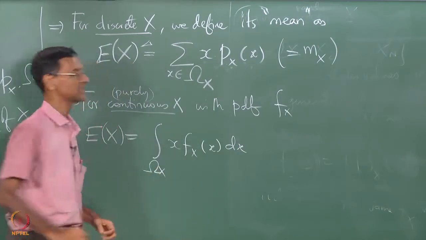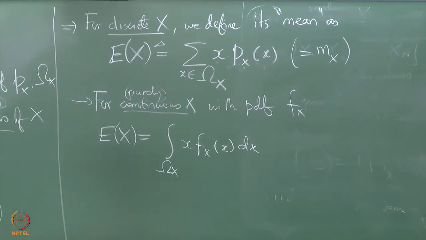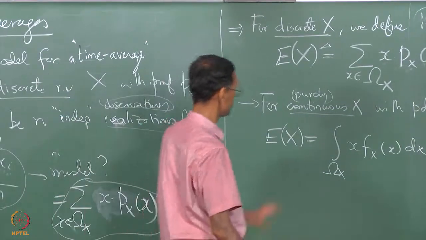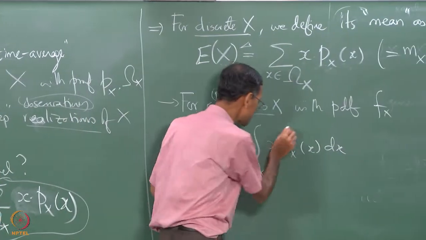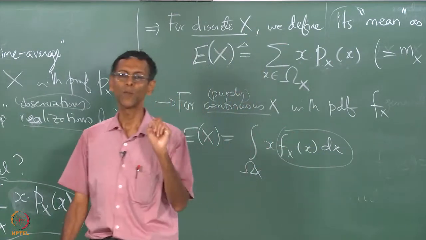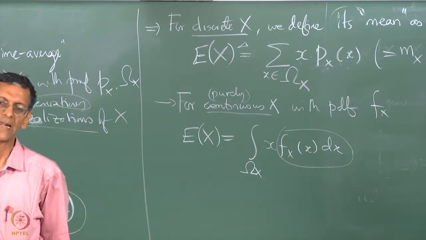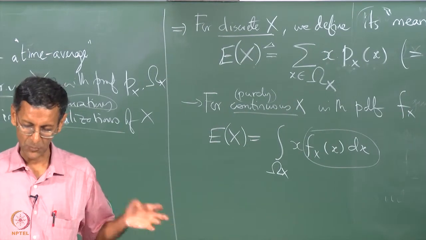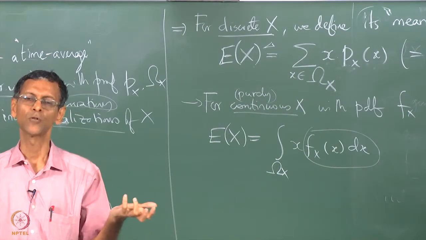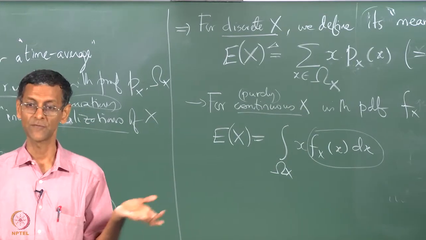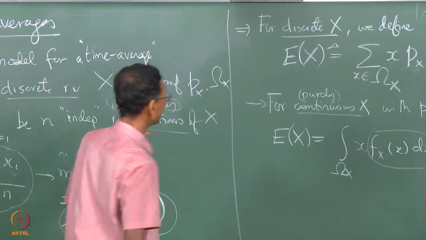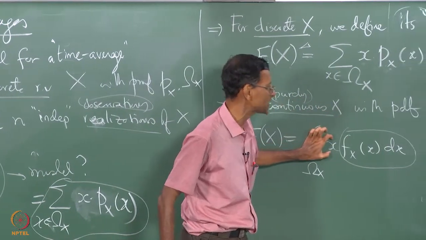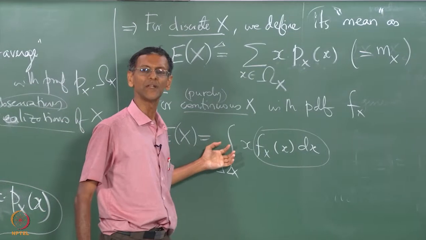You integrate over the set omega x. Now why does this integral make sense? Because what is this f x dx? It is the probability of getting a small value, a value in an interval around that small x, either x to x plus dx or whatever. So what you are doing is taking this probability, multiplying by this x, and then adding. This integral is nothing but addition.